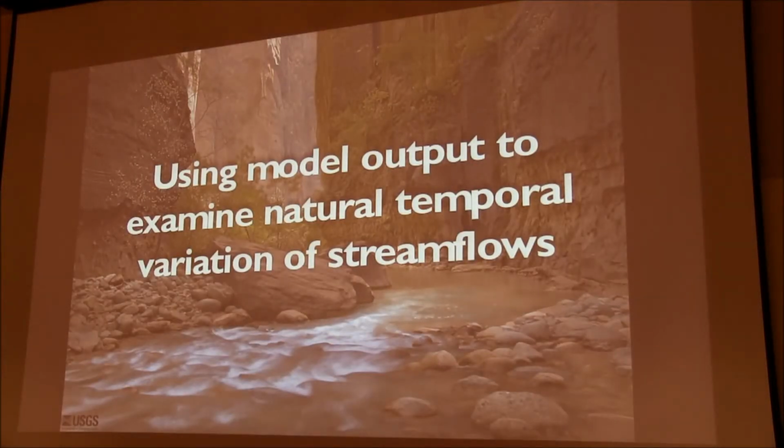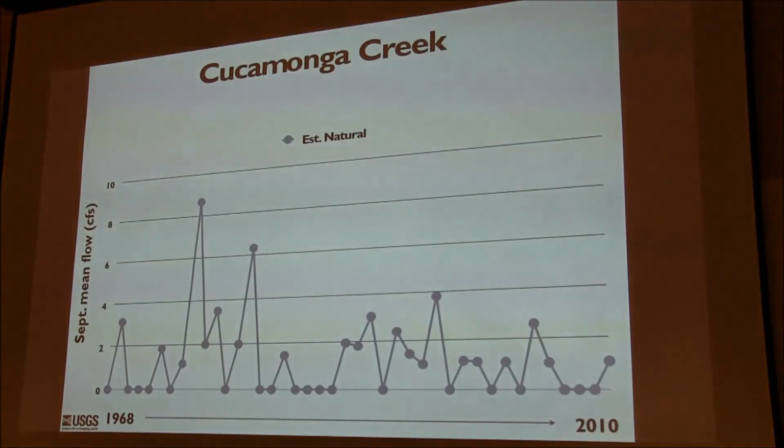In terms of using these model outputs to examine natural temporal variation in stream flow, you can do things such as this, where you estimate the flow over time, and this is the estimated natural flow for this stream here, Cucamonga Creek. I'll come back to this creek in a minute.